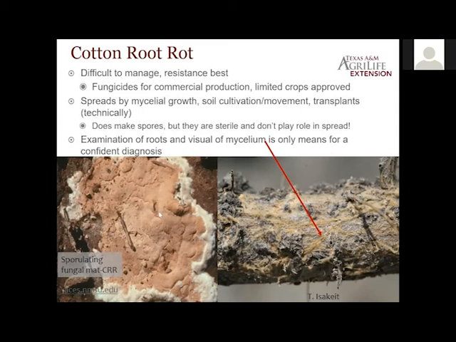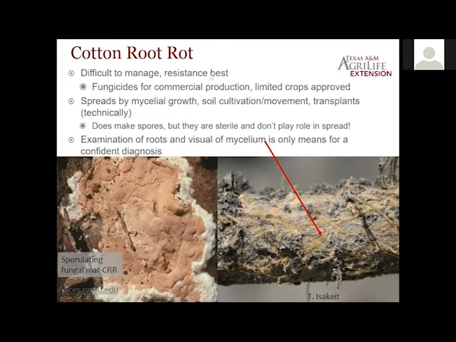within a field, moving soil and earth with plowing, and even moving fill dirt from one place to another. So there are some theories about animals being able to move it, but that's not ever been proven to my knowledge. This is really difficult to manage.